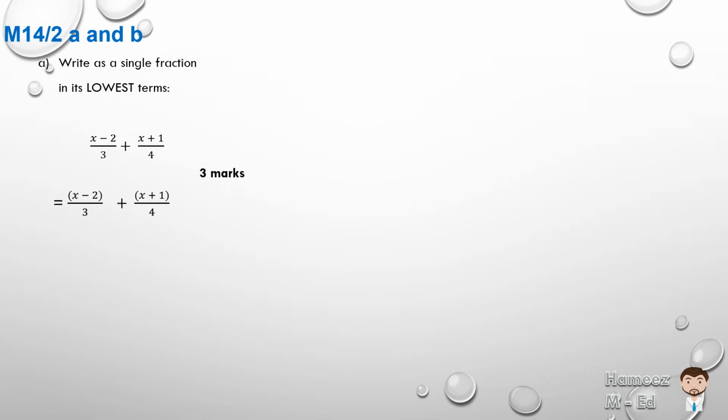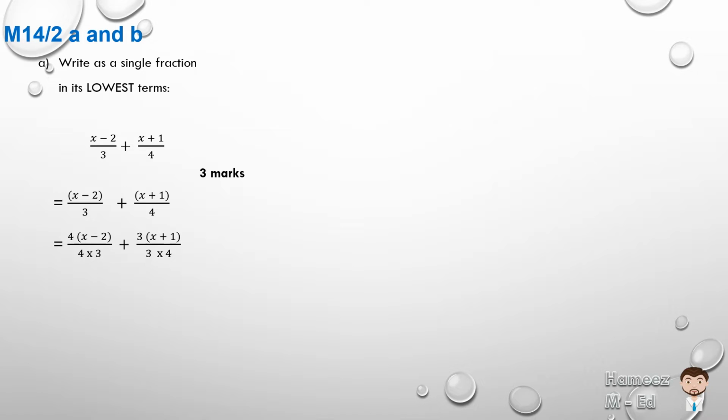So 3 4s are 12. That means we want to change each of the fractions to something over 12. So let's look at the first fraction, x minus 2 over 3. How do we change that to something over 12? Well, we multiply by 4 in the denominator. 4 times 3 is 12. And if we multiply by 4 in the denominator, then we should be multiplying by 4 in the numerator as well.